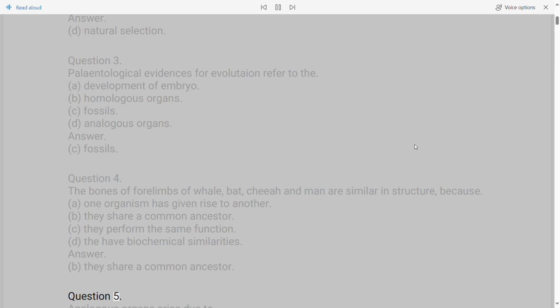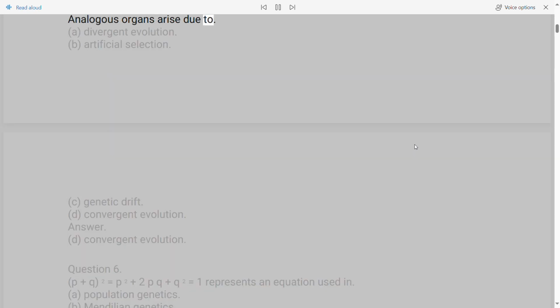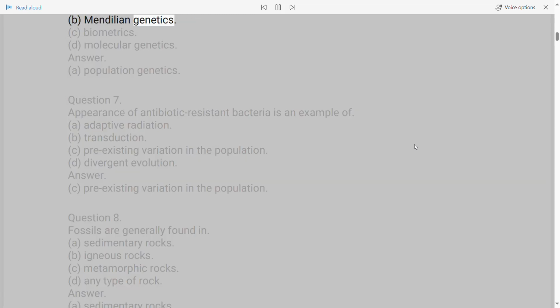Question 5. Analogous organs arise due to A. Divergent evolution. B. Artificial selection. C. Genetic drift. D. Convergent evolution. Answer. D. Convergent evolution. Question 6. p plus q squared, p² + 2pq + q² = 1, represents an equation used in A. Population genetics. B. Mendelian genetics. C. Biometrics. D. Molecular genetics. Answer. A. Population genetics.